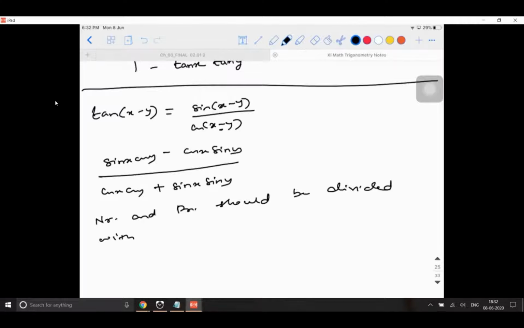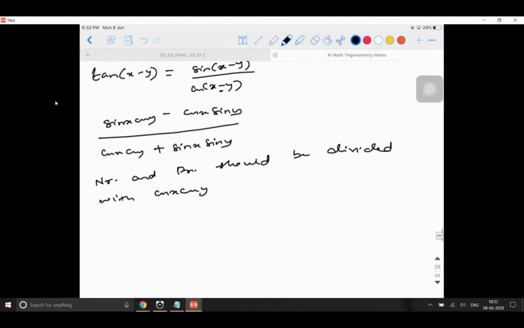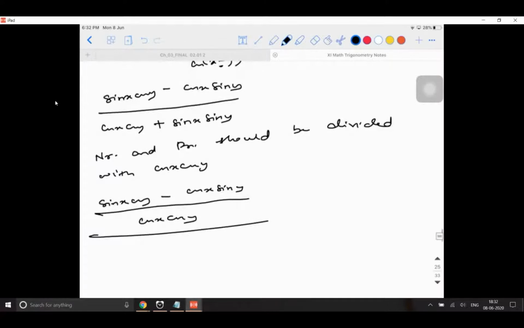Multiply by 1 by cos x into cos y. Very well, that's it. So again, numerator and denominator should be divided by cos x into cos y, as simple as that. So you will have it as sin x cos y minus cos x sin y divided by cos x into cos y, the whole divided by cos x cos y plus sin x sin y, the whole divided by cos x cos y.